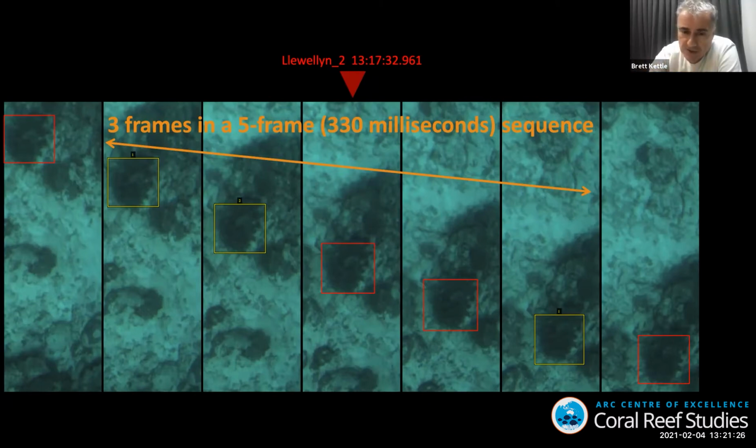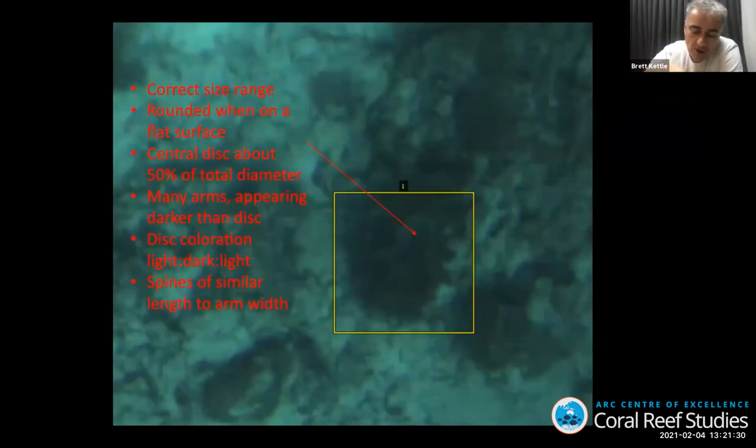Now, when I first looked at that sequence, I wasn't even particularly convinced. I had to zoom in hugely until I realized that what I was looking at was a piece of coral here with the starfish partially covered by it. And then I started ticking off the characteristic features. So it's around about the right size range.